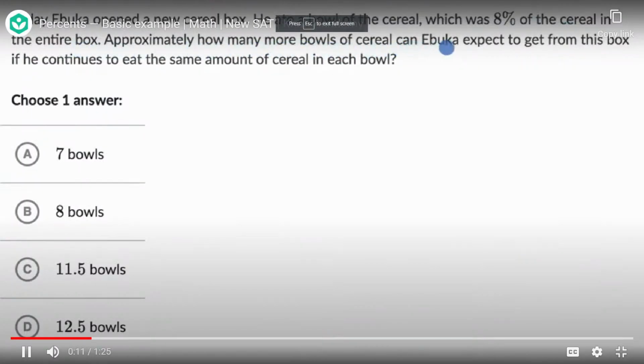Approximately how many more bowls of cereal can Ibuka expect to get from this box if he continues to eat the same amount of cereal in each bowl? All right, pause this video and see if you can answer this on your own. There's several ways that you could approach this.